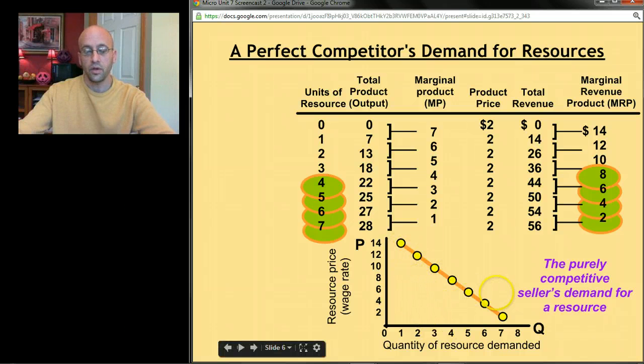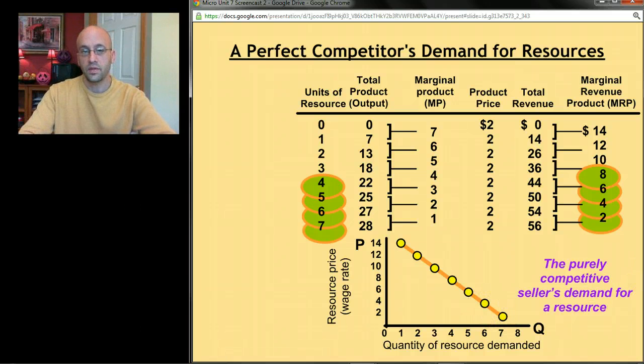What this line is showing us is the firm's demand for a resource. I could tell you any price for a worker, and this line will tell me how many workers this firm would demand. So again, if the going wage rate was, let's say, $4, you would hire 1, 2, 3, 4, 5, 6 workers. You wouldn't hire the 7th worker. Again, you can simply go to the graph. If the wage rate is $4, you would hire the 6th worker, but not the 7th. That's what the demand curve is showing me.